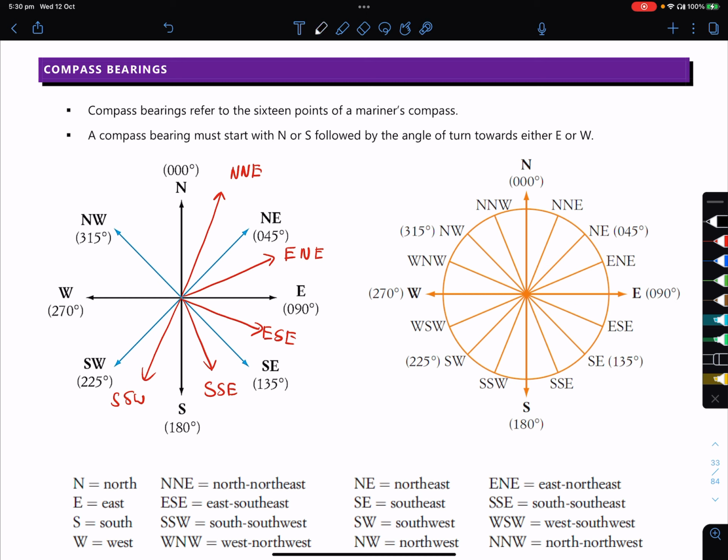Okay, and the names are also on the bottom if we forget any one of them. The other thing I must mention is that the angle between north and northeast is 45 degrees. But if you divide it by 2, that means this is 22.5 degrees, and this is 22.5 degrees also. So when you have these 16 points of a mariner's compass, all the way around the shape, then the angle between them is always 22.5. Just have to remember that.